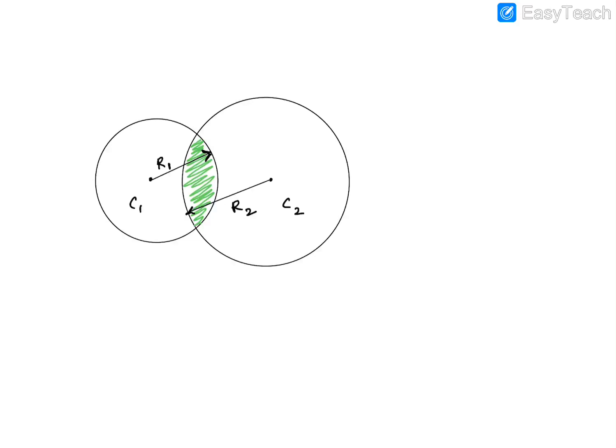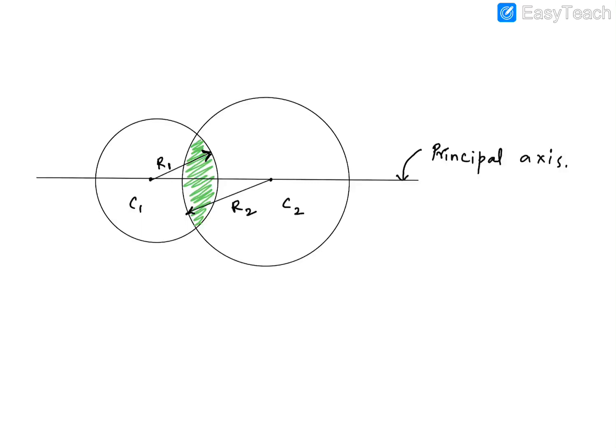Now next thing is that if you draw a line which is passing through C1 and C2 here, what is this line called? This is called the principal axis. It's an imaginary line which is passing through the two centers of curvature.